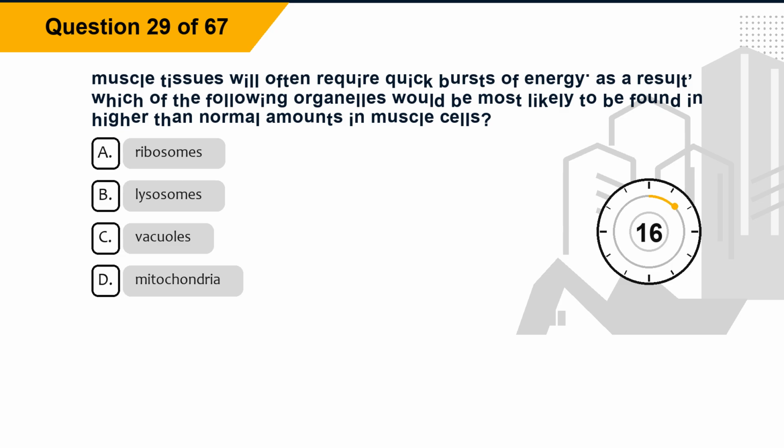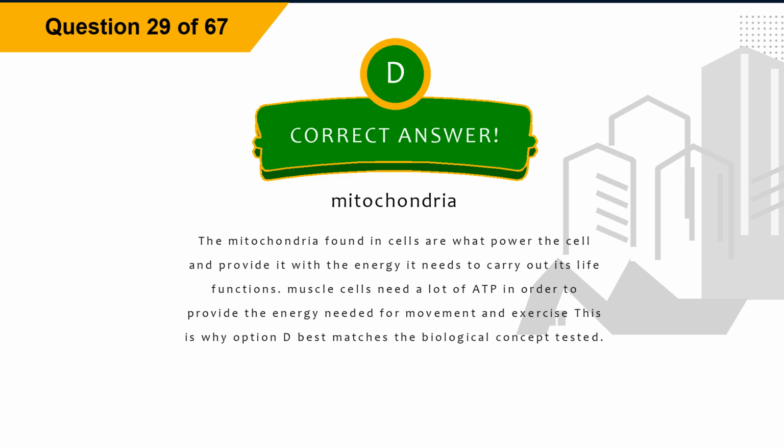Muscle tissues will often require quick bursts of energy. As a result, which of the following organelles would be most likely to be found in higher than normal amounts in muscle cells? Option A, ribosomes. Option B, lysosomes. Option C, vacuoles. Option D, mitochondria. The correct answer is option D, mitochondria.